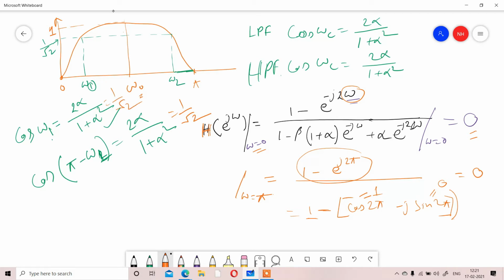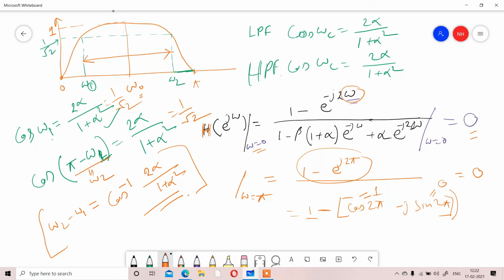If you consider the range, meaning the bandwidth, simply from here if we calculate omega 2 minus omega 1, you will get the bandwidth as cos inverse of 2 alpha by 1 plus alpha square. So these are the parameters you need to keep in mind. You don't need to do the calculation. The parameters that you need to keep in mind, that type of characteristics you are getting.